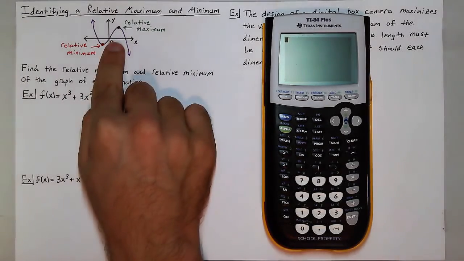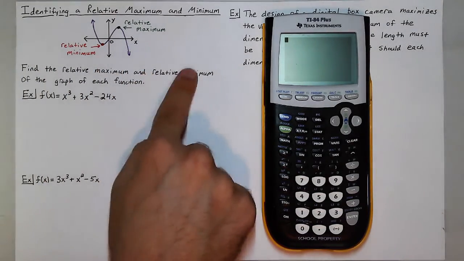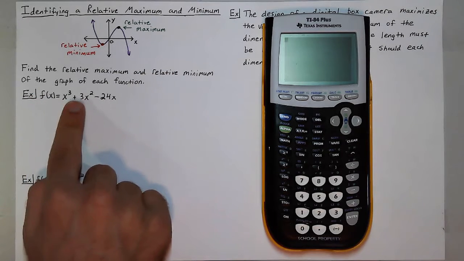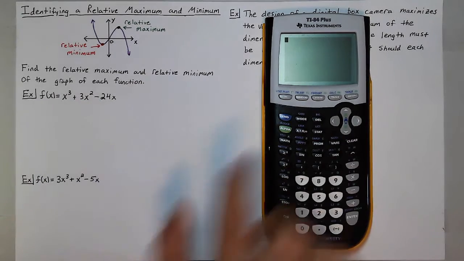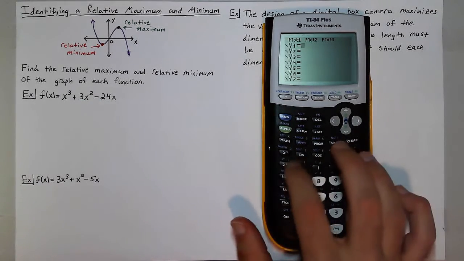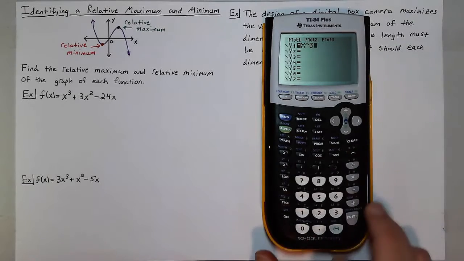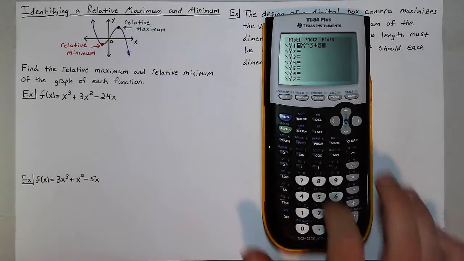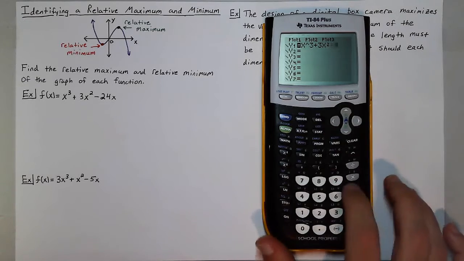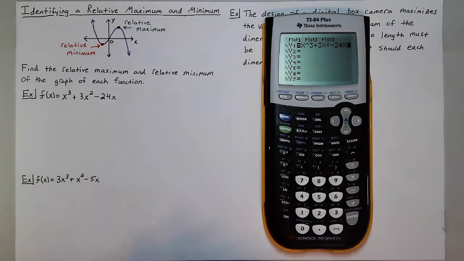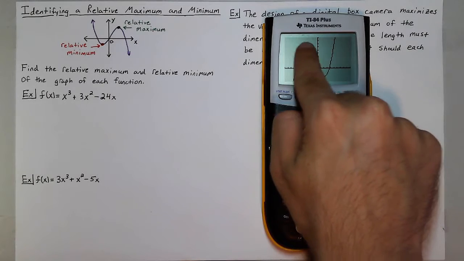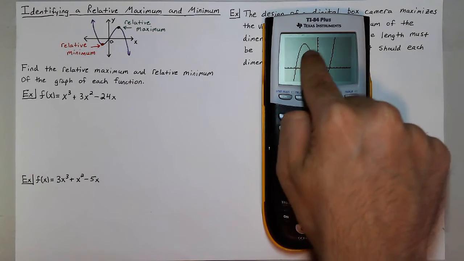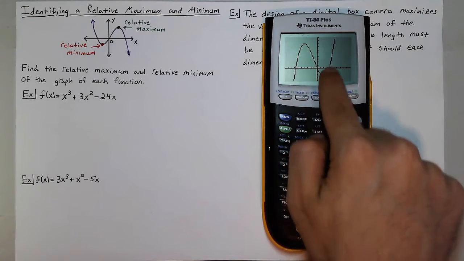Now let's get into this problem here. Let's find the relative maximum and minimum of this given graph. So let's look at f of x equals x to the third plus 3x squared minus 24x. So I'm going to hit y equals and plug that in. So x to the third plus 3x squared minus 24x. And I'll hit graph. And you can see here that my graph looks very similar to this one over here, but there's a highest point over here, so there's a relative maximum in that area, and then a relative minimum in this area at the bottom right.